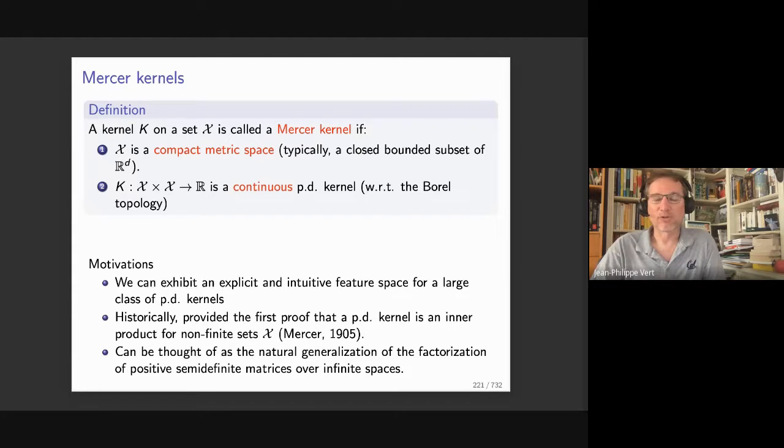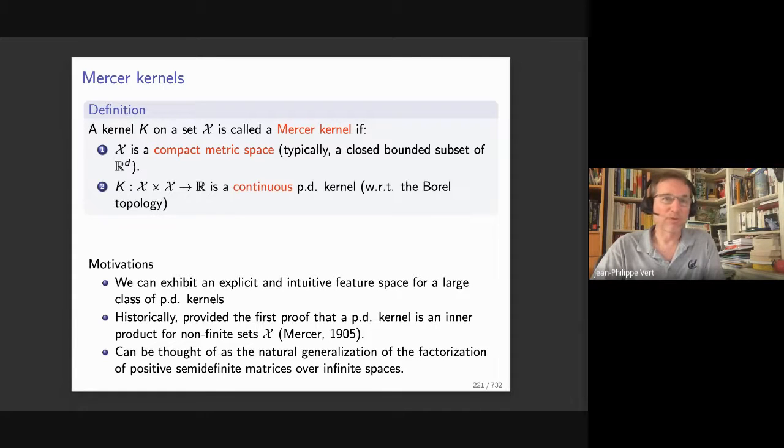So remember from the first lecture of this course, we proved that any positive definite kernel is an inner product. And for that, we needed to introduce the concept of reproducing kernel Hilbert space, which is a concept that was invented by Aronszajn and colleagues around 40 years after this first work of Mercer. Right, so Mercer has a direct proof that a subset of positive definite kernels, the so-called Mercer kernels, can be written as inner products. And this is what we will discuss today.